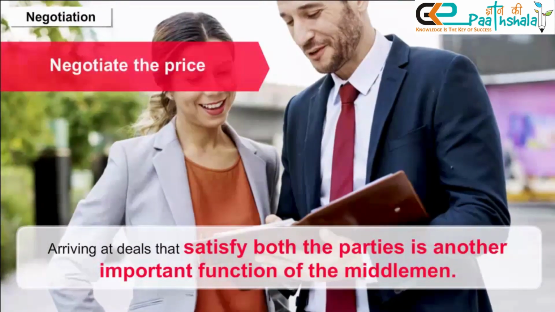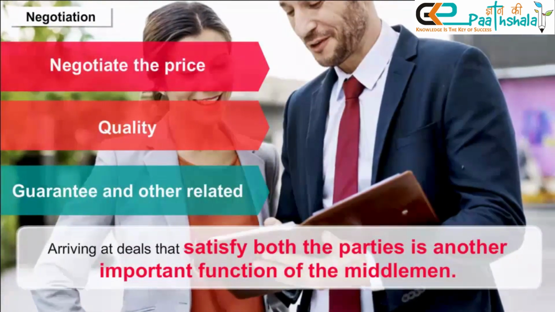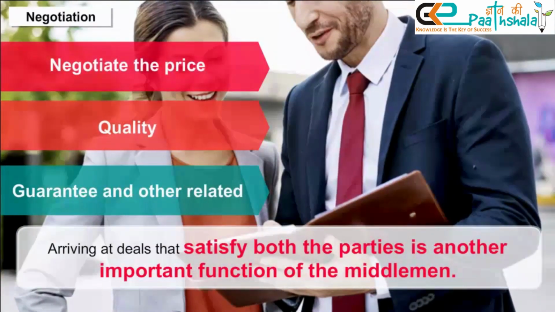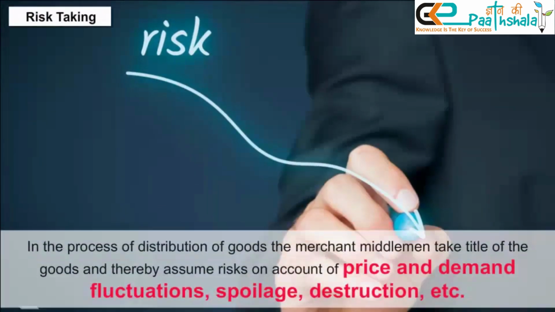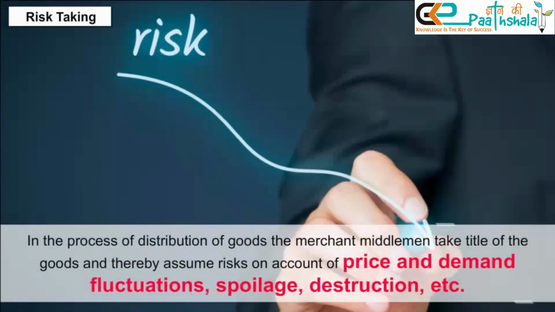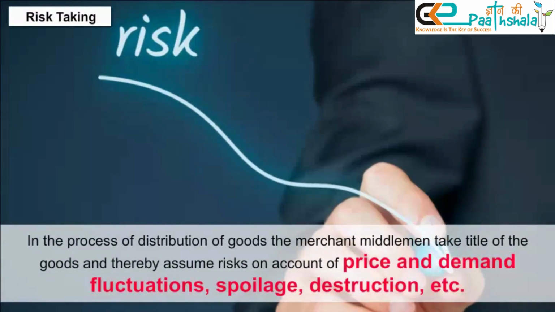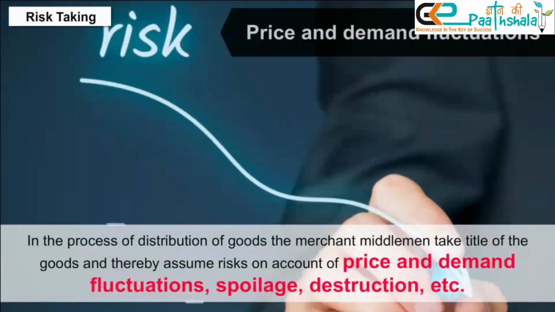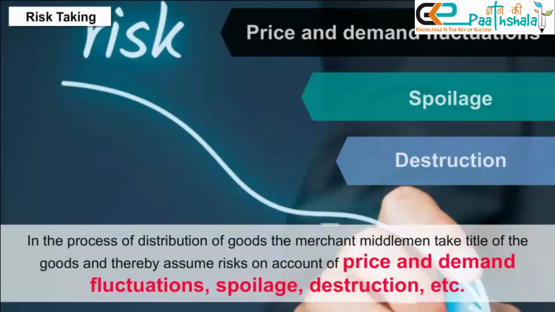They negotiate the price, quality, guarantee, and other related matters with customers so that transfer of ownership is properly effected. Risk-taking. In the process of distribution of goods, the merchant middlemen take title of the goods and thereby assume risks on account of price and demand fluctuations, spoilage, destruction, etc.